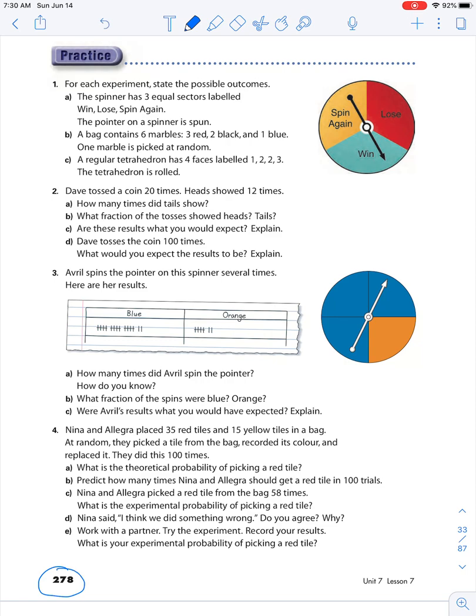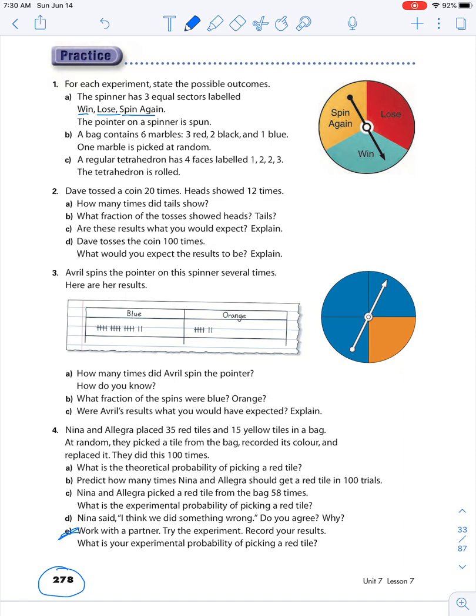Okay, review today. We're going over page 78 in the textbook, questions 1 to 4, but we're not doing this one. All right, so for each experiment, state the possible outcomes. A spinner has equal sections labeled win, lose, and spin again. Okay, well, the outcomes are win, lose, spin again.